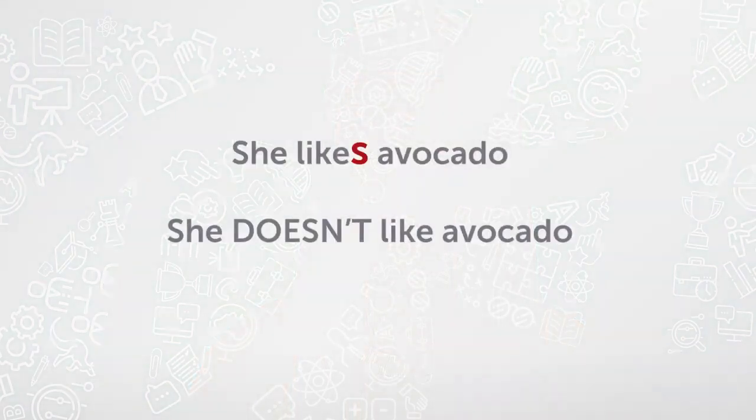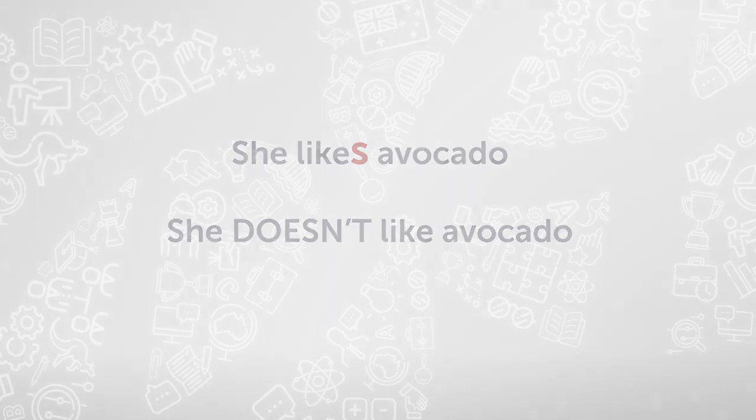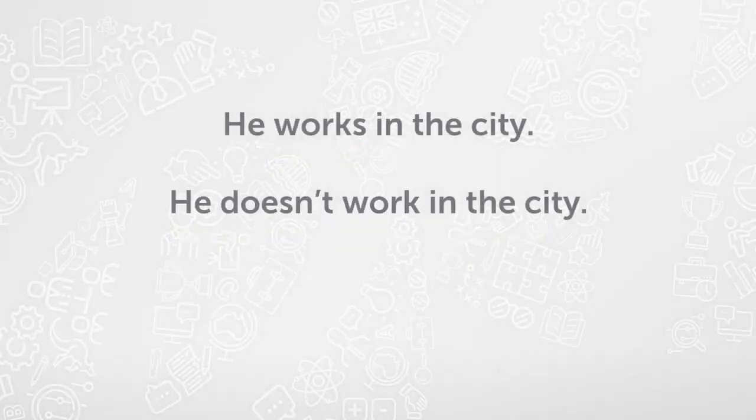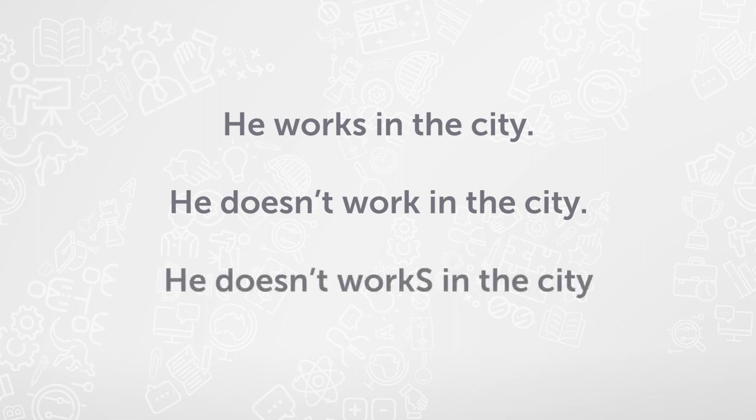But also, have you noticed any other changes from the positive to the negative sentence? That's right. When we use doesn't, we don't repeat the S that is at the end of the positive verb. In this case, likes becomes doesn't like. Similarly, if the sentence is he works in the city, the opposite is he doesn't work in the city, not he doesn't works in the city. Think of it this way. Doesn't already has an S, so we don't need to repeat it also in the verb.